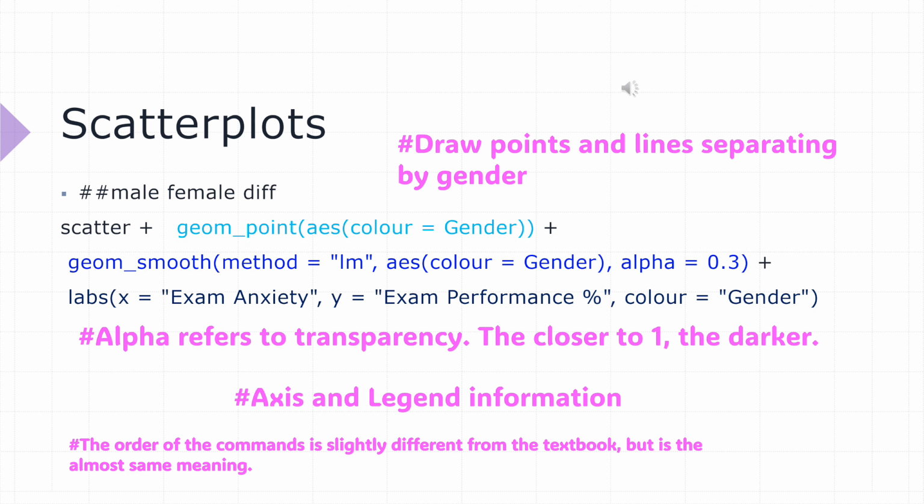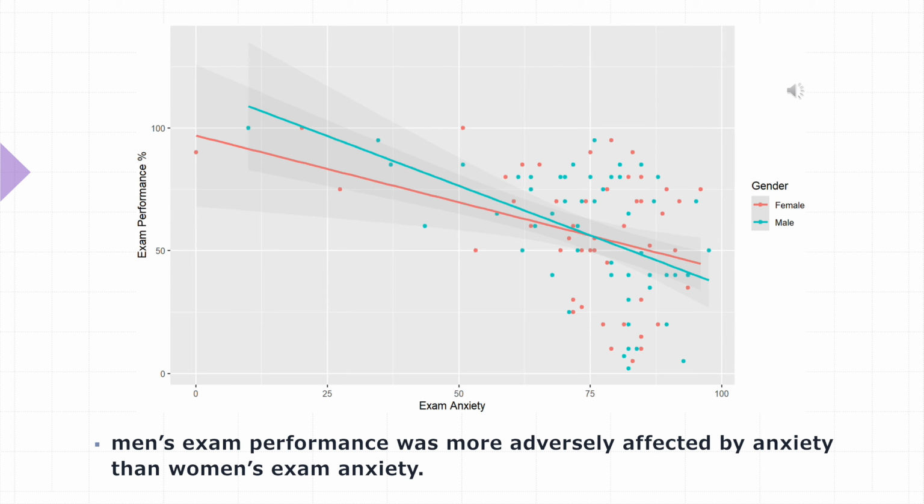Now let us compare male and female groups. Set color to gender inside the mapping. alpha controls transparency; closer to 1 means darker. Here is the result. It is easier to understand when we view it with different colors like this. Men's exam performance was more negatively affected by anxiety than women's performance.